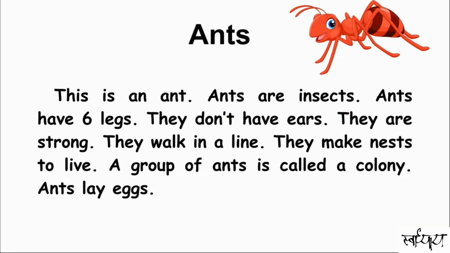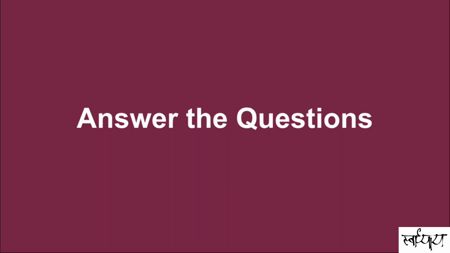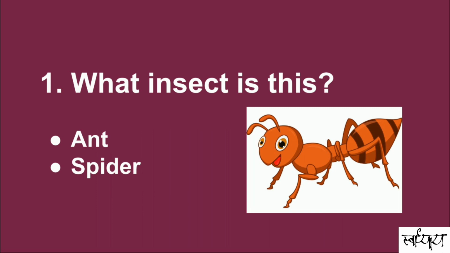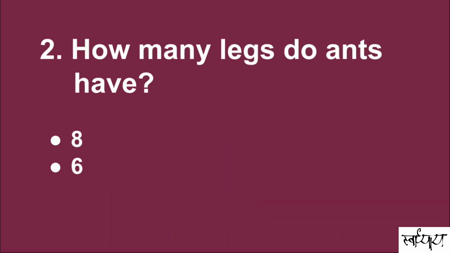Please pause the video here if you want to read it again. Time to answer some questions. What insect is this? This is an ant. How many legs do ants have? 6. Ants have 6 legs.